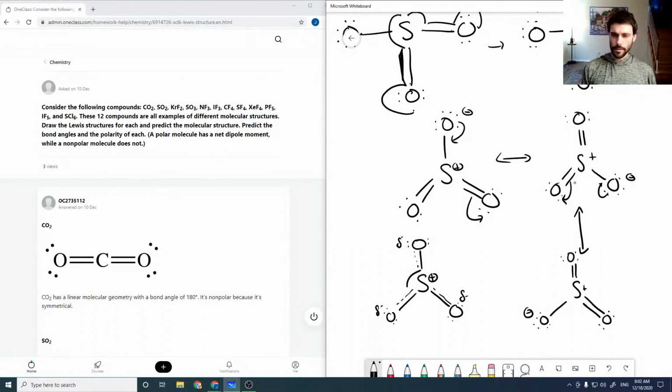So what that means is that we've got a perfect 120 degrees in here, and the dipoles will all directly cancel, meaning this guy will be non-polar. And it'll be a trigonal planar structure.